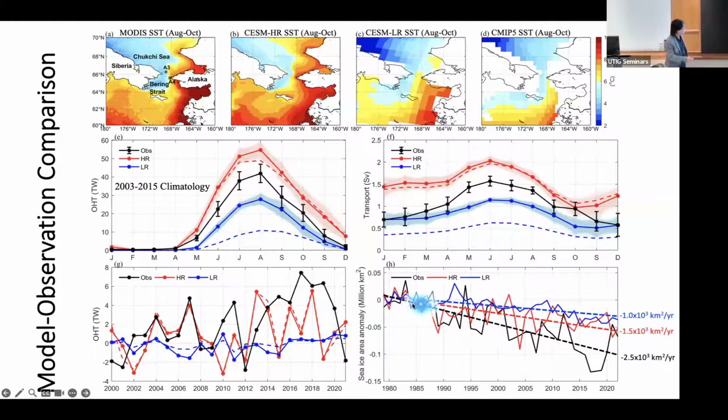And this is the sea ice near the Bering Strait region, changes from 1980 to the present. The black shows the observation, the red shows the high resolution model simulation, and the blue shows the low resolution model simulation. Again, the high resolution model actually captures a better declining trend compared to the observation, right? So in general, it looks like the high resolution model gives a better representation of the circulation and the sea ice response during the historical period compared to the existing observation.